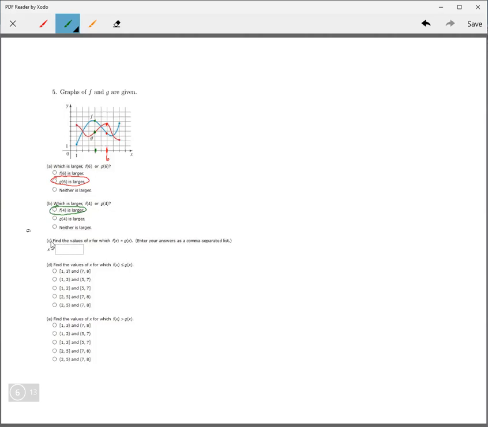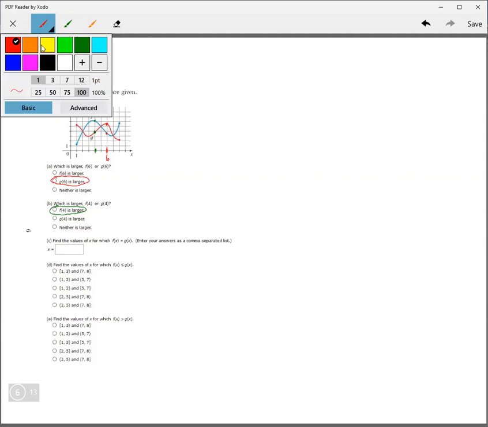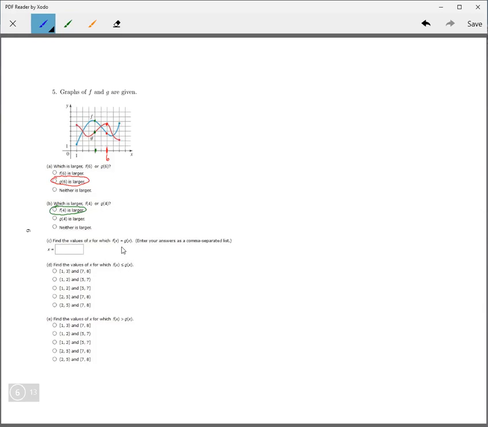Okay, and then part C says, which values are they equal? Okay, they're going to be equal when they intersect. And so it's going to be there, there, and there, but we want the x values from when that happens. So that's 2, 5, and 7.